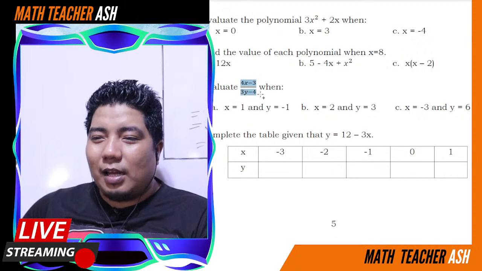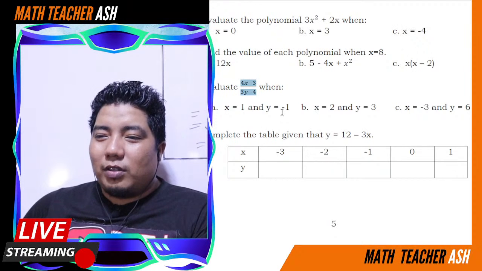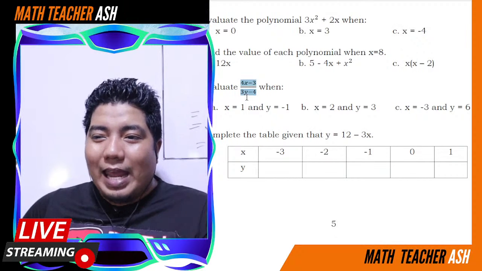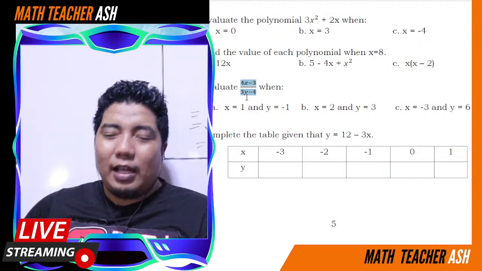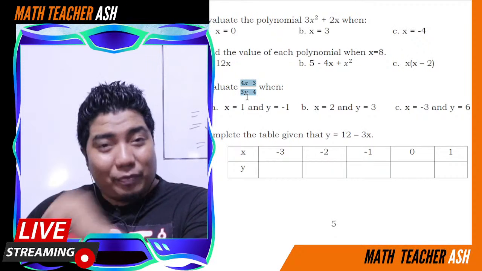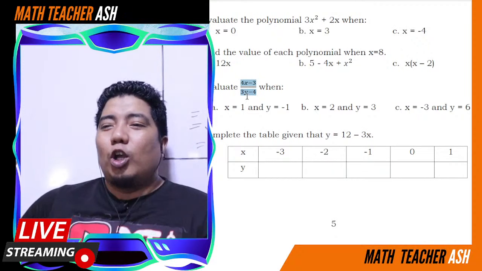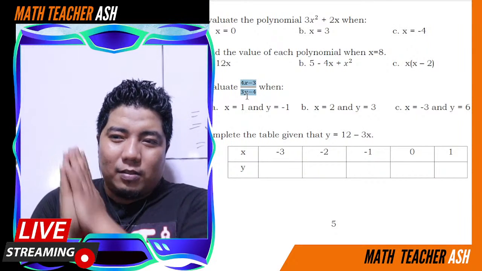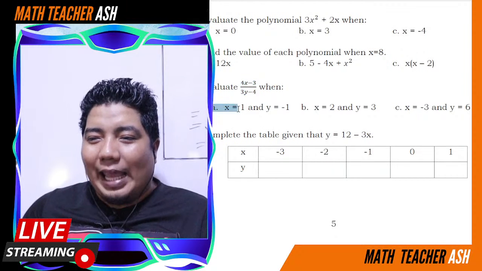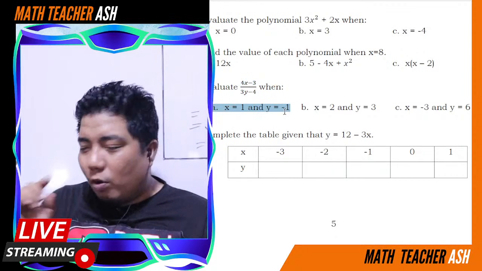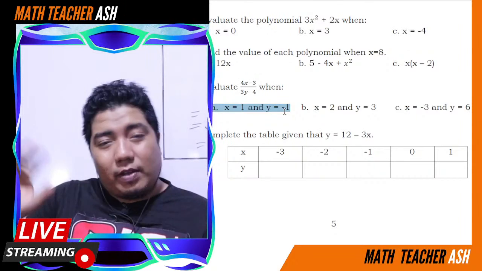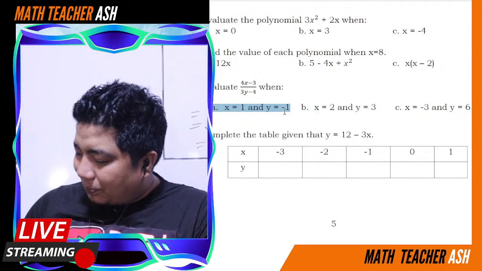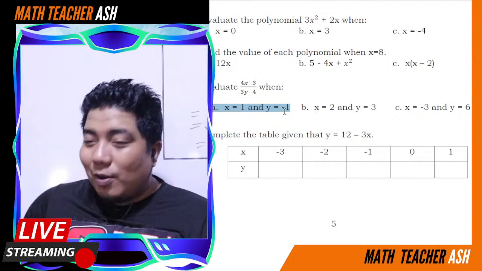How about sa denominator? Negative 1. So 3 times negative 1, that is negative 3. Negative 3 minus 4, that is plus negative 4. So that will become negative 7. So therefore, 1 over negative 7 ang sagot sa part na letter A. Again, 1 over negative 7 or negative 1 over 7. Pwede lang ma-interchange ang negative sign dyan. So, I hope nakuha nyo ang letter A.